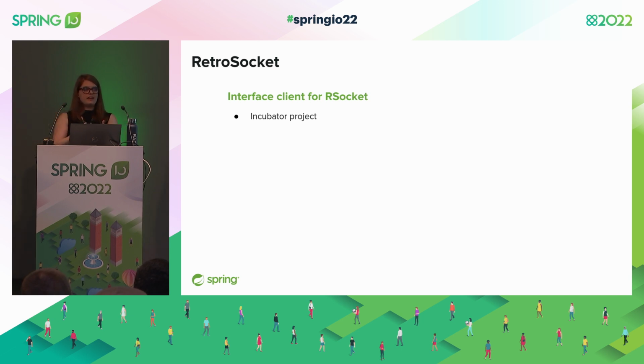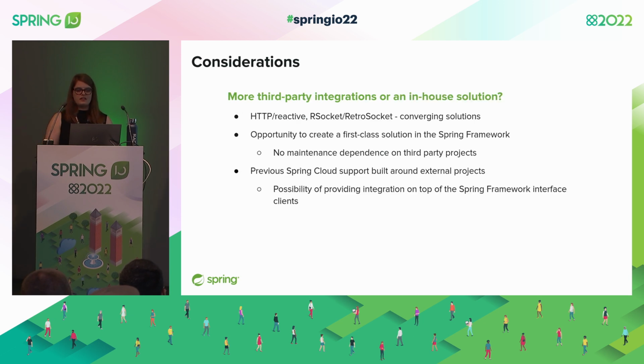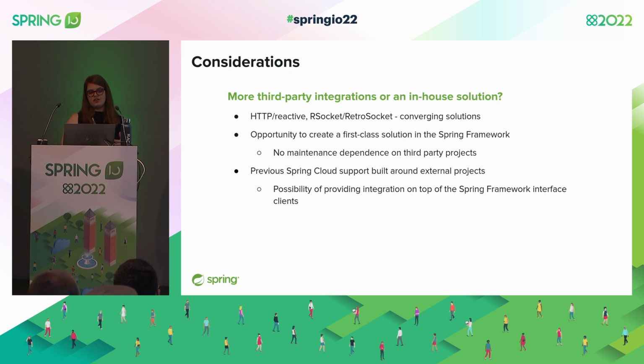So we thought we would just make one big declarative clients project, keep the OpenFeign support there, put the Square support there, and also put RetroSocket there. And we brought this idea up to our colleagues in other teams. When this discussion started, it appeared that instead of providing more and more third-party integrations, we could have an in-house solution. So we could support the reactive HTTP scenario and also RSocket with interface clients within the framework.